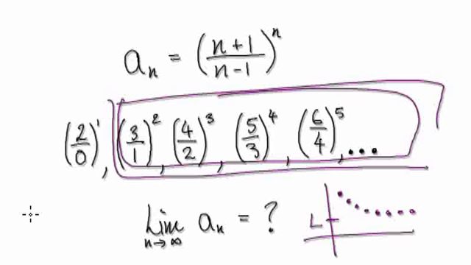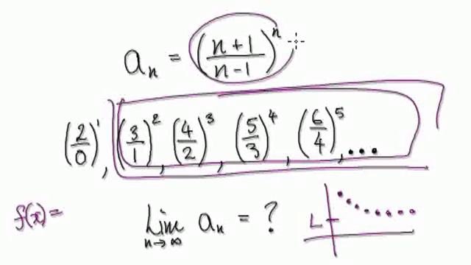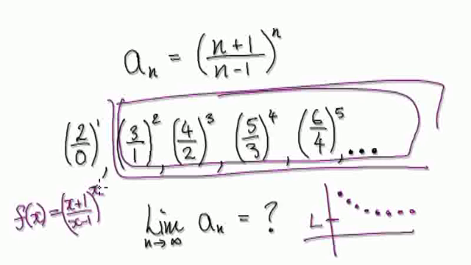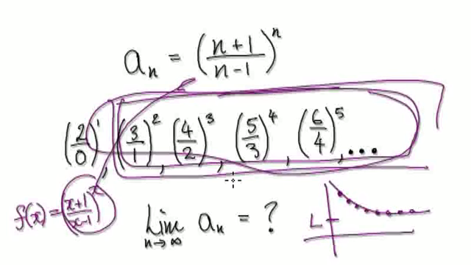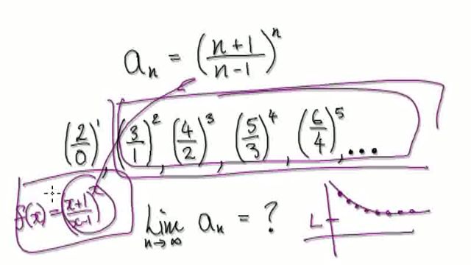But the thing is, we are going to map a function on top of that sequence. So let's map this function here, x plus 1 over x minus 1, to the power of x. So map this function on top of our sequence. It will then look something like this. This function will always lie on top of our sequence. Now we don't really understand our sequence, but we can use our knowledge of functions to understand it.